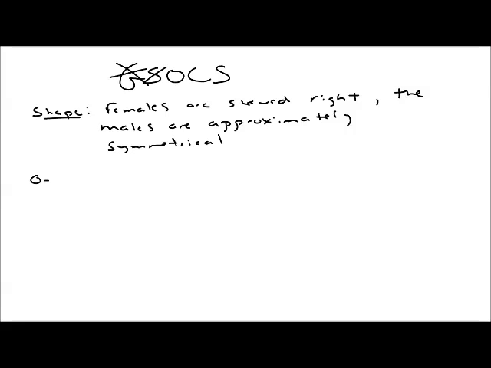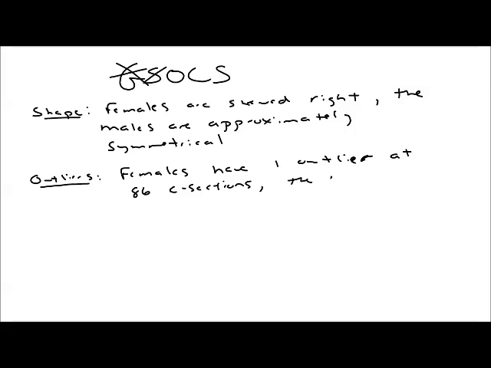Outliers. So we got outliers. Females have 1 outlier at 86 C-sections. The males have 3, at 5, 6, and 33.